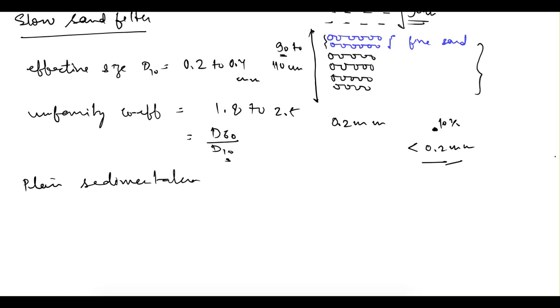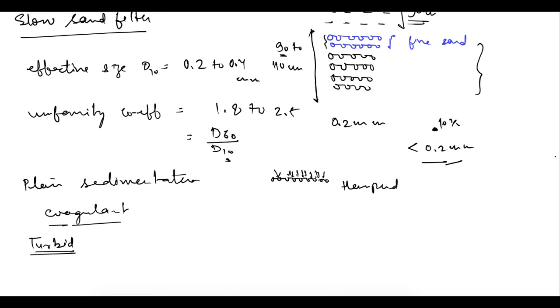We do not apply coagulant in this case, because the particle size taken in a slow sand filter is very small, and if we used coagulant, it would get stuck on the surface or in these voids, and the process of filtration would be hampered. For that reason, slow sand filters don't work well with coagulants, so coagulants are avoided. Apart from that, if water is very turbid, then also these slow sand filters are not very effective.